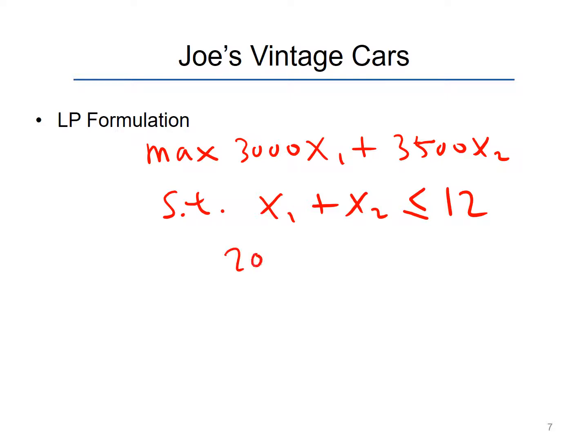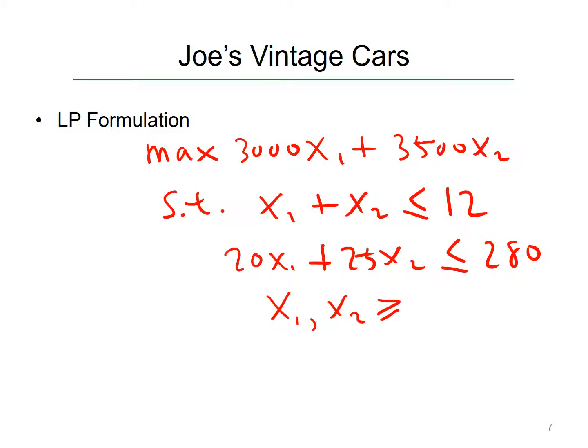The second constraint is 20x1 plus 25x2 cannot exceed 280. So these are the labor hours, the worker hours. Every unit of x1, which is a California model, consumes 20 worker hours. Every unit of x2, the Legend model, consumes 25 worker hours. So the total cannot exceed 280 hours. And our final constraint is the non-negativity constraint. X1 and x2 have to be non-negative. So you can't build a negative car, right?